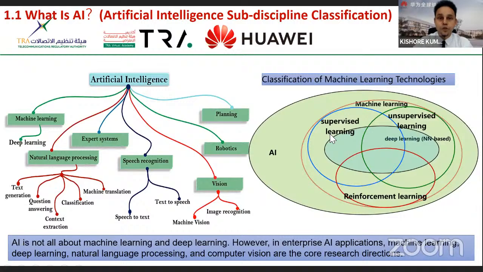One of them is called supervised learning. The other one is called unsupervised learning. And the comparatively newer one is called reinforcement learning, right? Supervised learning, unsupervised learning, reinforcement learning.